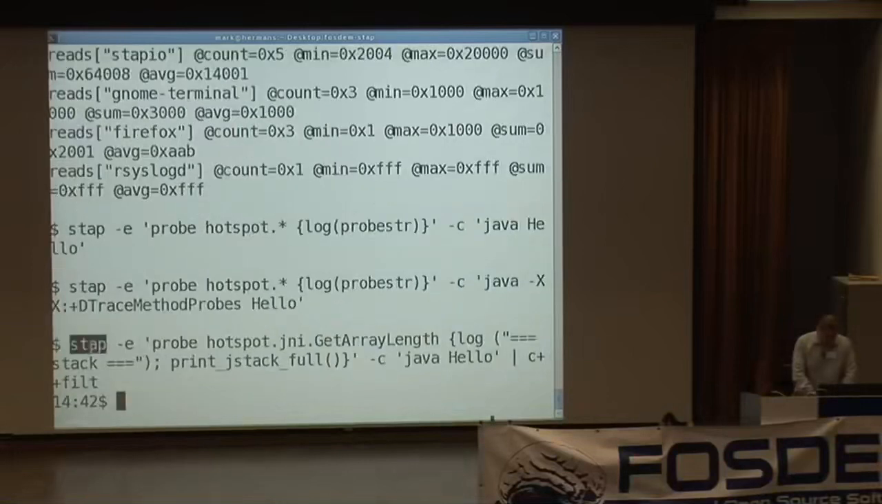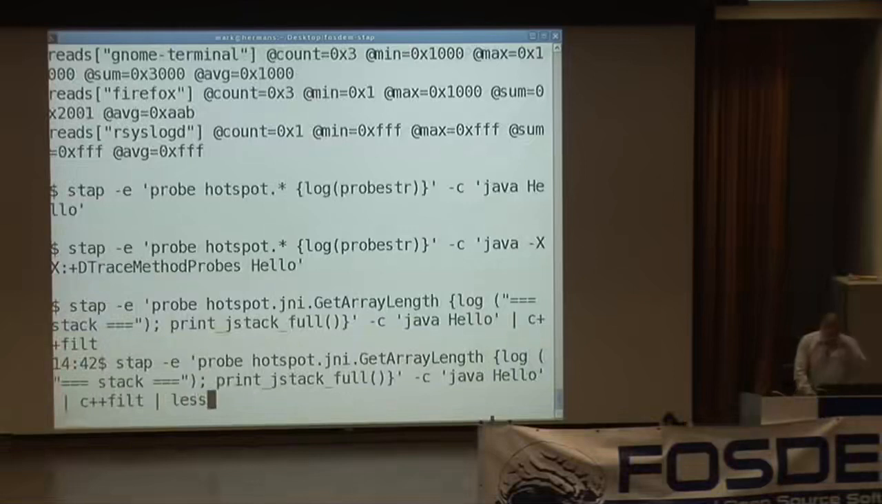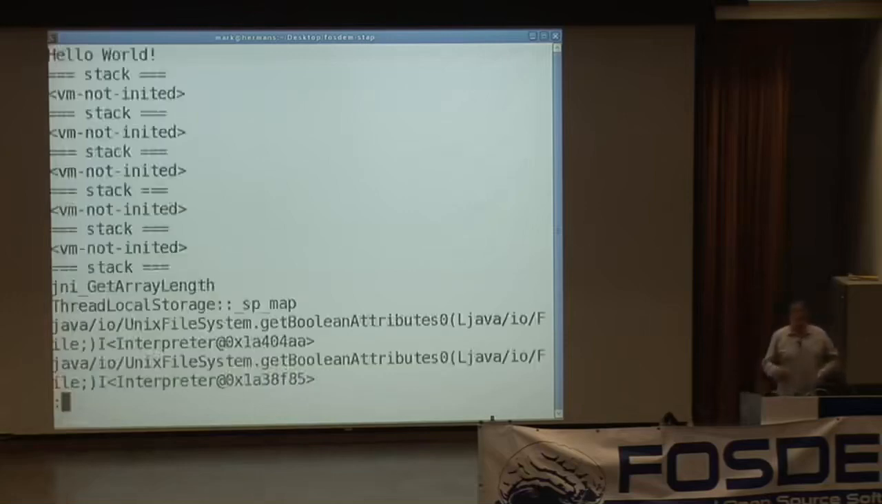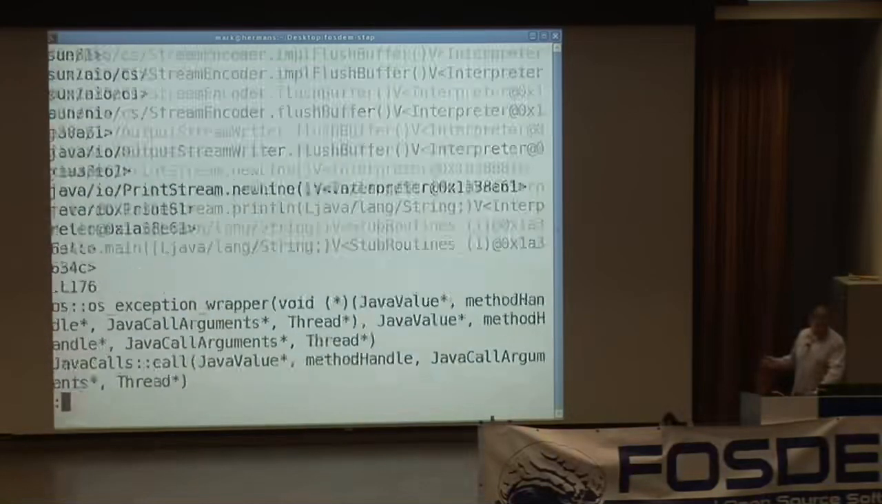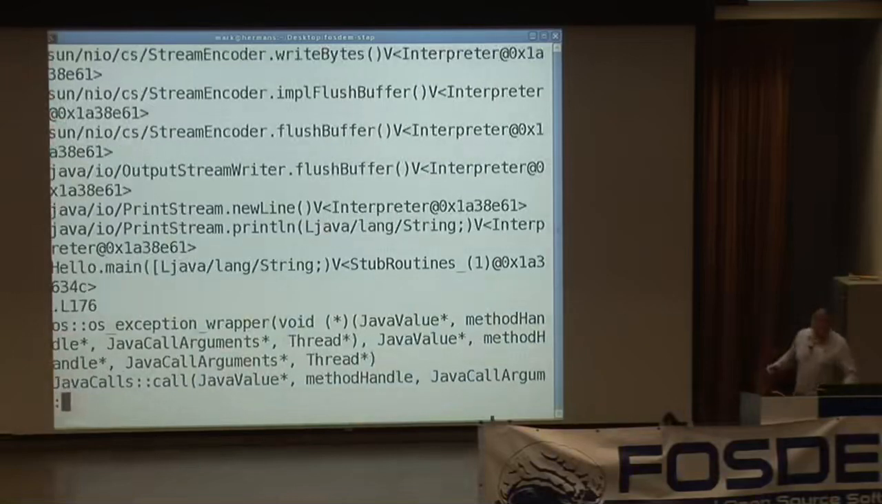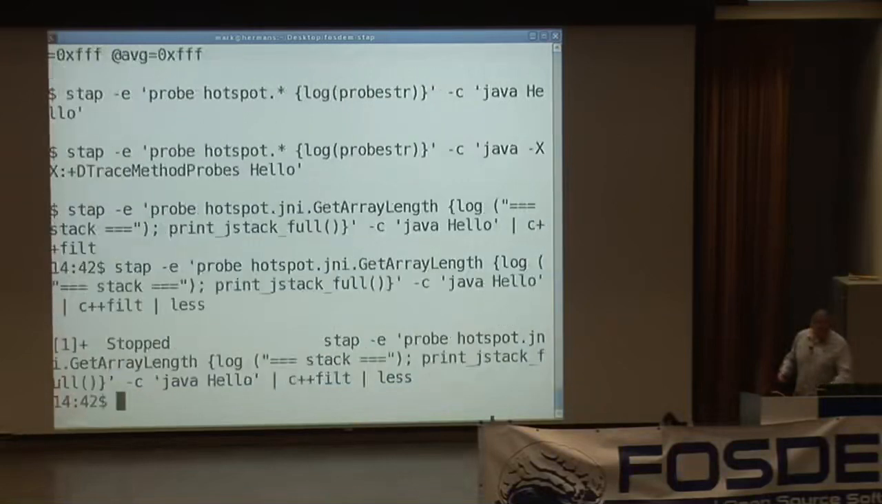Yeah. So in this case, for example, what's nice is that since SystemTap can look through the whole stack, you can get an interesting backtrace. What I actually did was, when the JNI, Java Native Interface, GetArgumentLength is called, give me a full backtrace of this point.